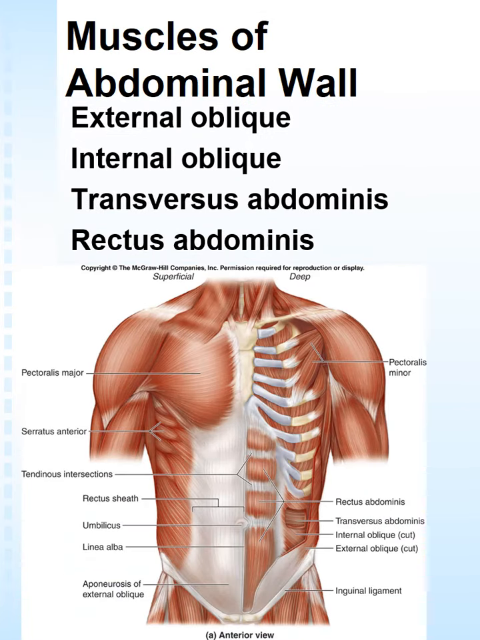The muscles of the abdominal wall collectively compress and hold the abdominal organs in place, and these include the external oblique muscles, the internal oblique muscles, the Transversus Abdominis, and the Rectus Abdominis. And together they work to flex and stabilize the vertebral column as well.